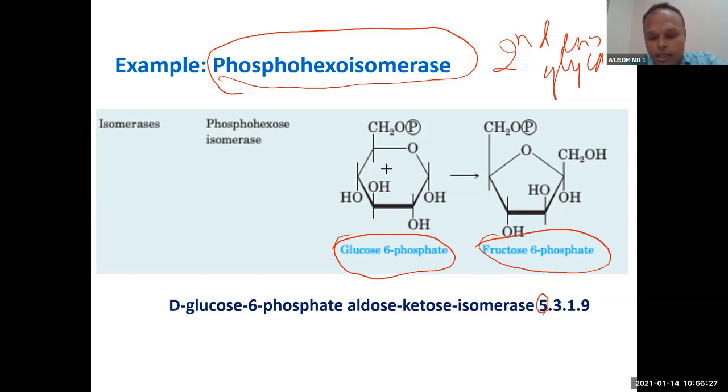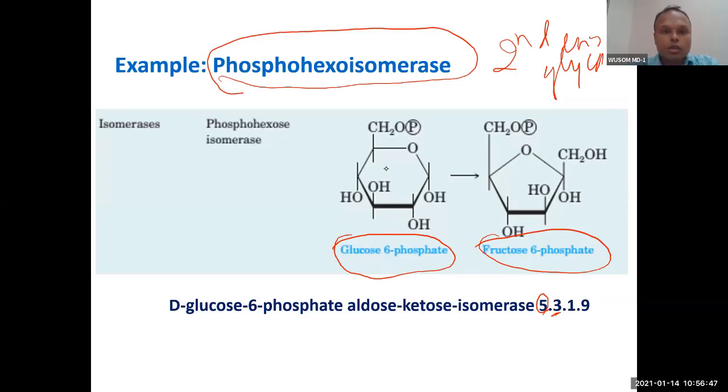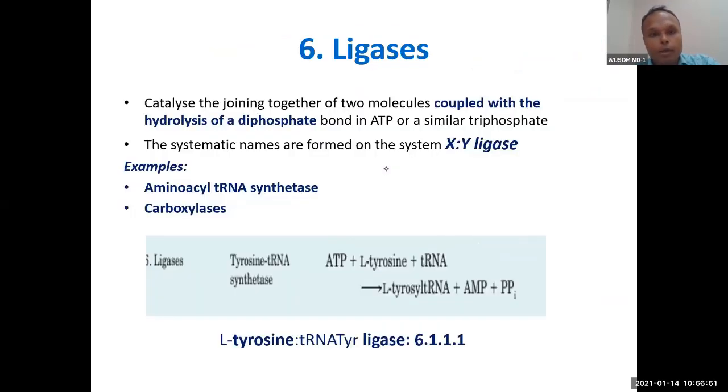Isomerase carries first number 5, and then the second number is 3 based on this isomerase, because it is a functional isomerism. It is converting functional groups. So this number 3 is given to this property. It represents one of these. You don't have to specifically know which one it is. So phosphohexoisomerase is an example of isomerase.